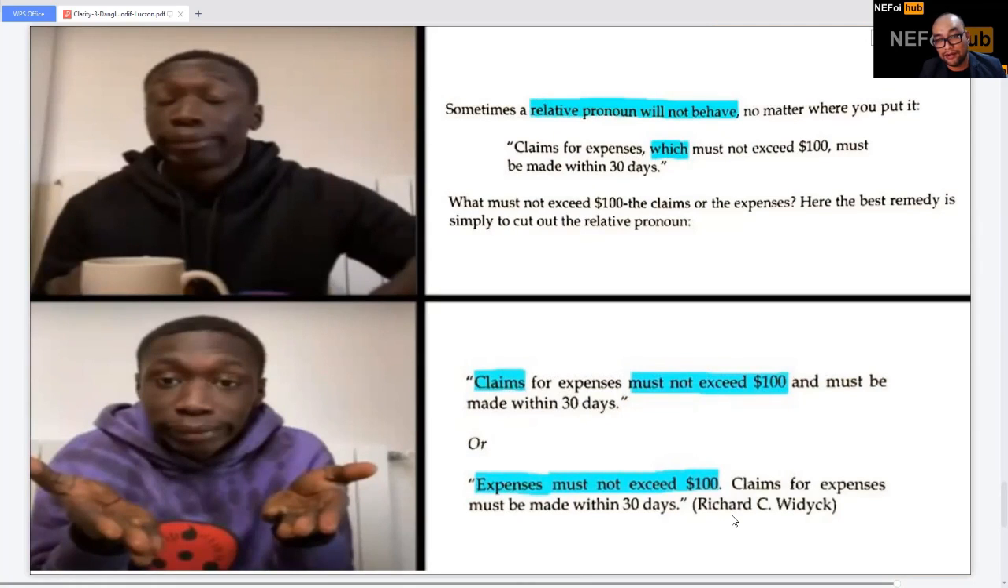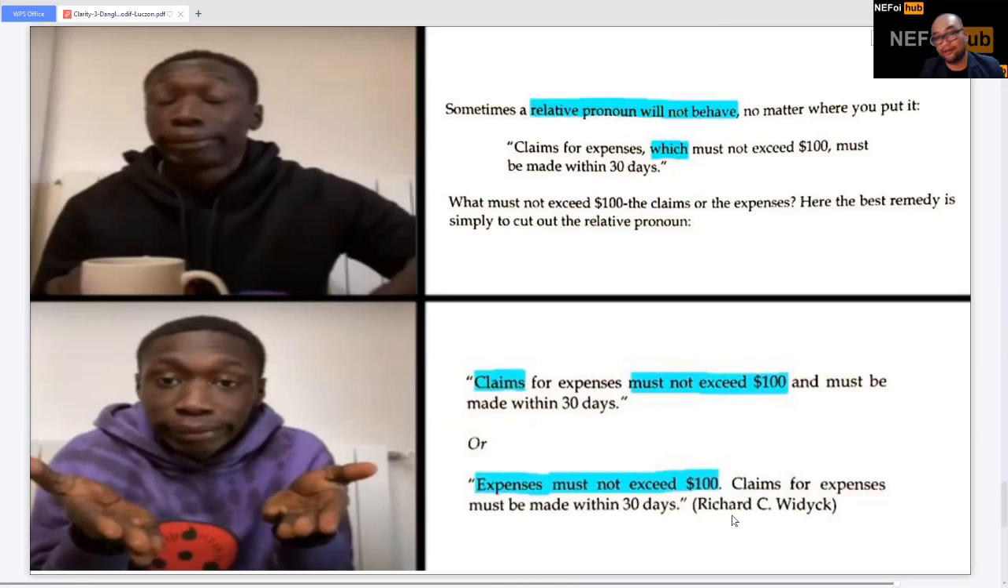In fact, putting a relative pronoun can be a problem in itself, especially in this example: claims for expenses which must not exceed $100 must be made within 30 days. It has the relative pronoun which, so it might mean either claims that must not exceed $100 or expenses which must not exceed $100. So the solution is to remove again the relative pronoun and be clear about it.